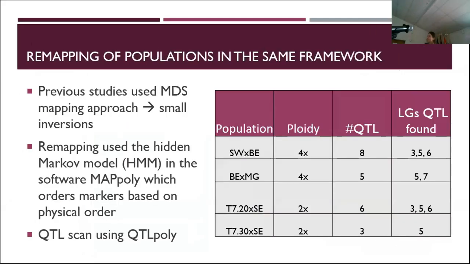All right, so we didn't want to just use these two studies. We also wanted to give some more statistical power by including more QTL. So what I did was a remapping of these populations. The two individual studies used an MDS approach. I'm not going to get into the details, but basically the end result is that we have all of these really small inversions down the chromosome. So we wanted to make better maps to input into this meta-analysis. To do that, we used the hidden Markov model HMM chain with MapPoly, and that bases it off of the physical order of markers. And then I used QTL Poly for the QTL scan. So there's a quick overview.